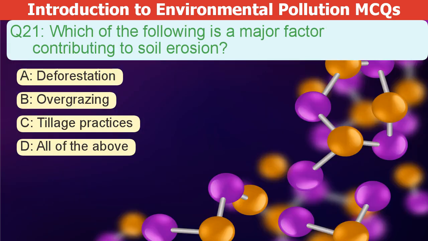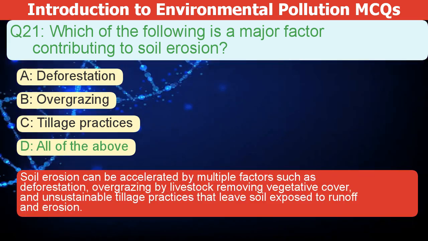Which of the following is a major factor contributing to soil erosion? A. Deforestation. B. Overgrazing. C. Tillage practices. D. All of the above. The correct answer is D. Soil erosion can be accelerated by multiple factors such as deforestation, overgrazing by livestock removing vegetative cover, and unsustainable tillage practices that leave soil exposed to runoff and erosion.